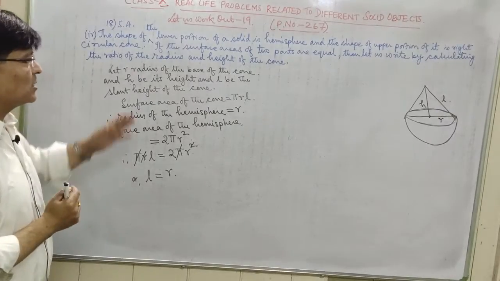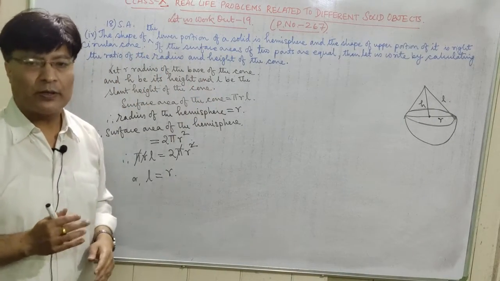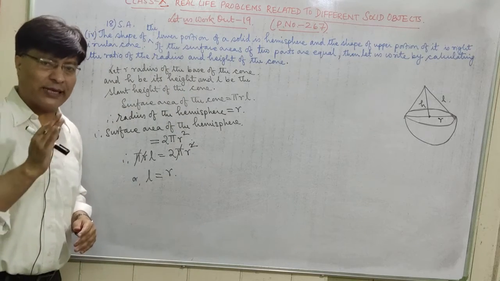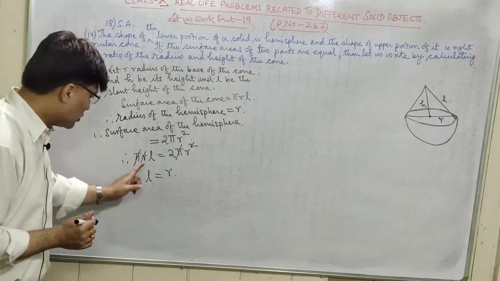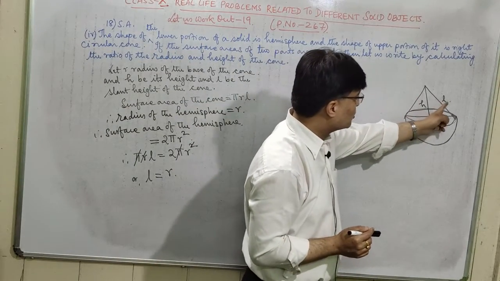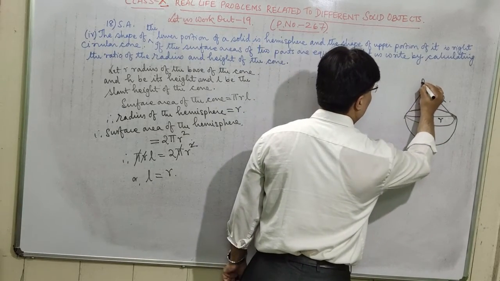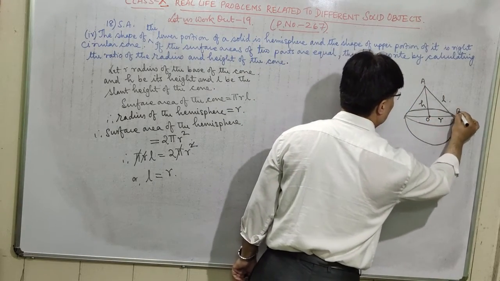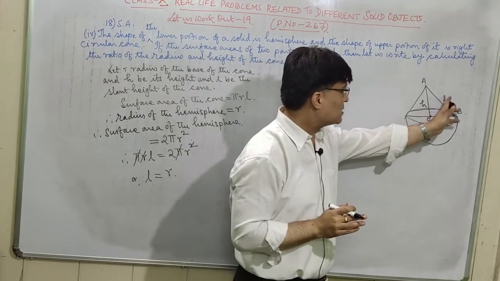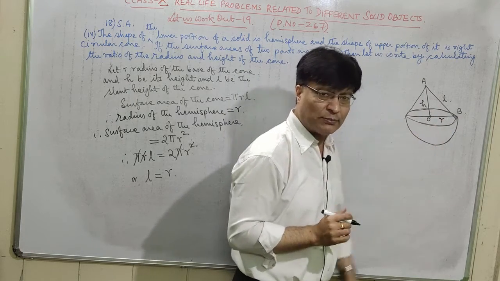But in this case you have to find out the ratio of the radius and the height of the cone, that is r is to h. So this is L. From the figure it is understood that this is a right angle triangle. This AOB is a right angle triangle, and you know that the hypotenuse whole square is equal to perpendicular whole square plus base whole square.